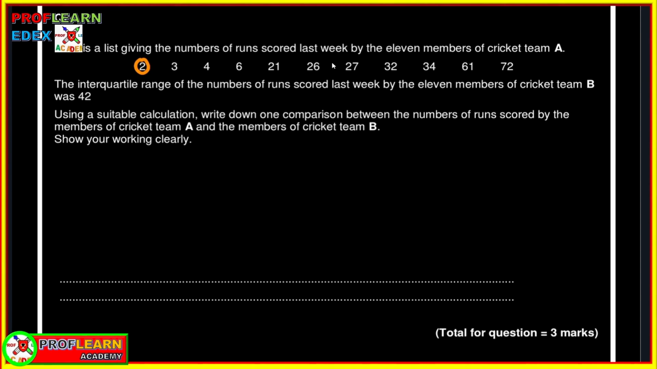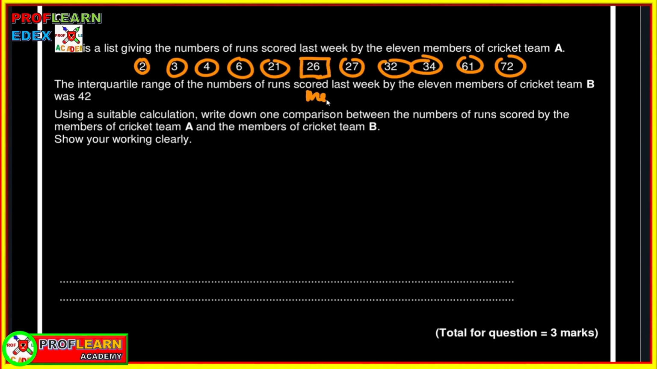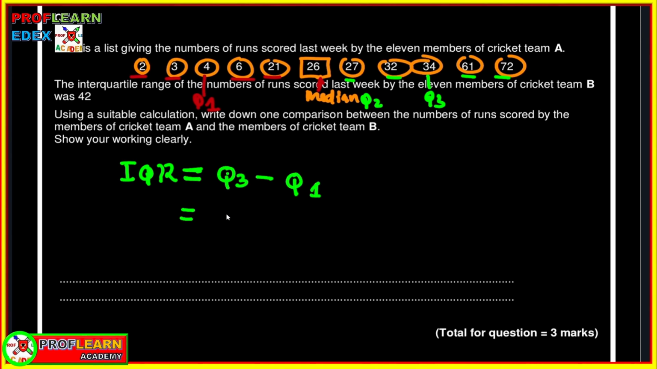First we use the information provided to find the interquartile range. We count and check where the median is. Our median is here. Because the median separates the data into two groups, we can then get the interquartile range. We need the lower quartile, which will be at this point, and the upper quartile, which will be here. To get the interquartile range, we subtract the lower quartile from the upper quartile, which gives us 30.